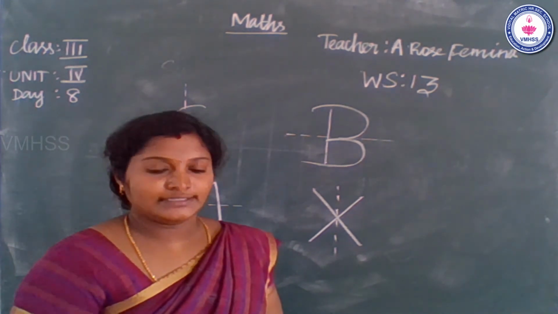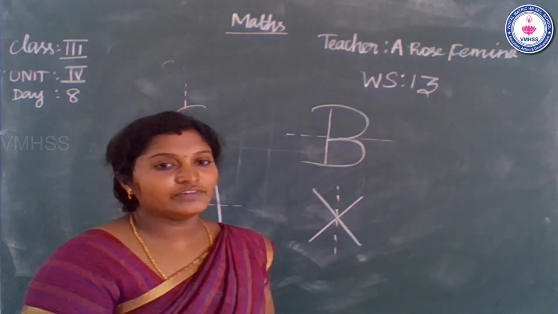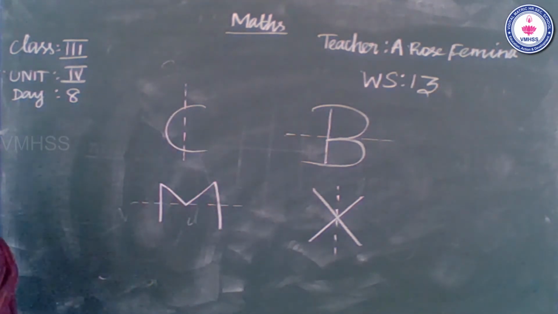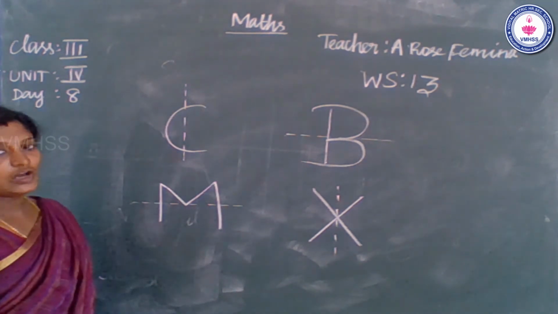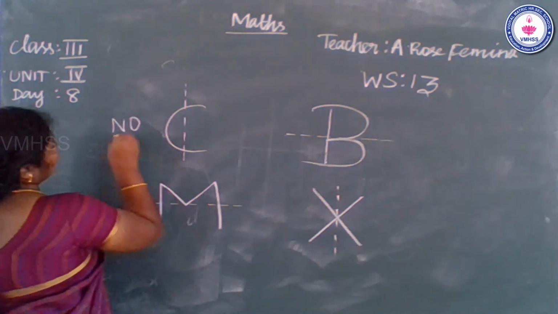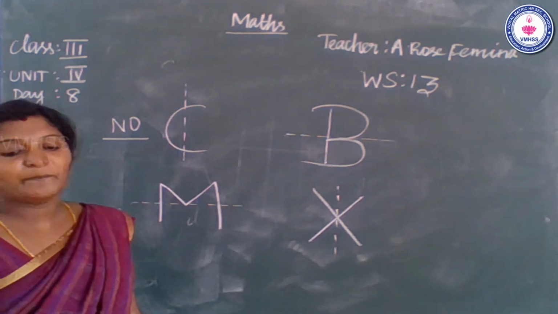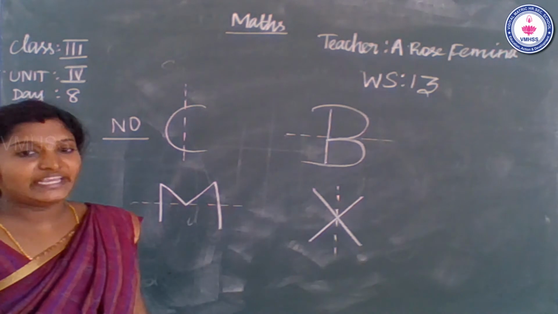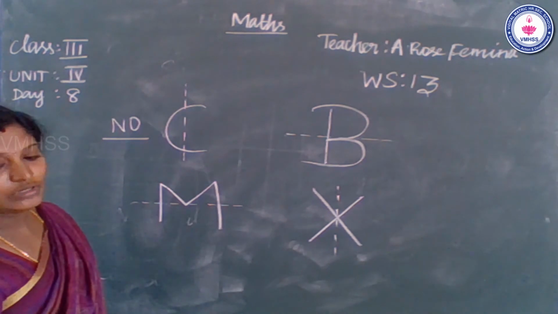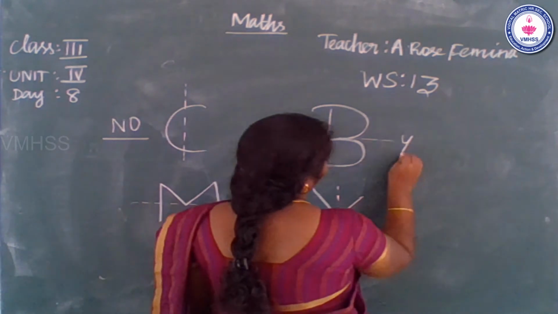Yes or no only. So the first one is a vertical line. C is the vertical line of symmetry. Is it right or wrong? Students, you tell the answer. The first one is a wrong answer, so you write no. The second one, the letter B, has a dotted horizontal line. This is horizontal symmetry, so it is the correct answer. You write yes.